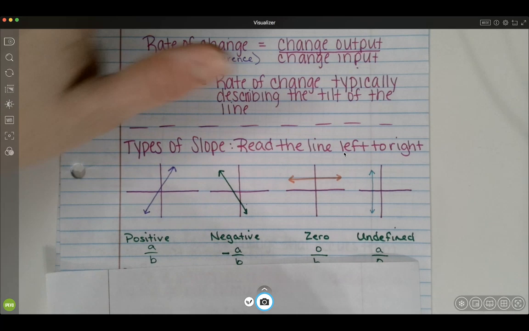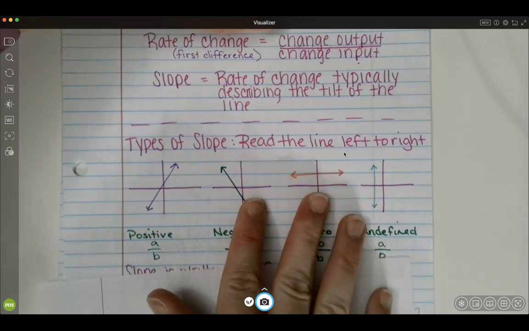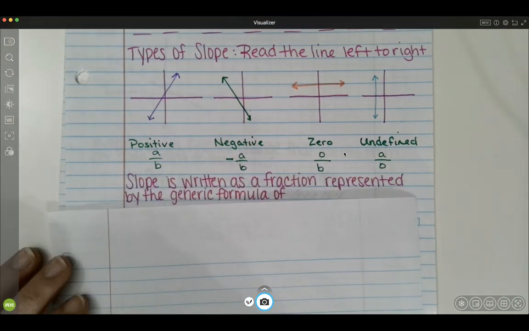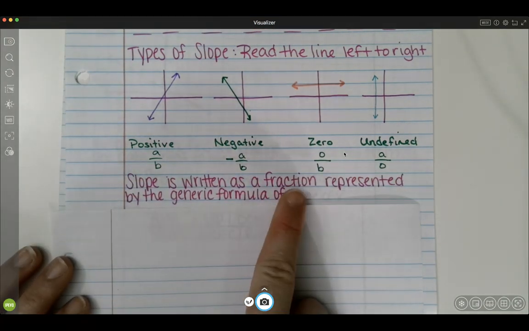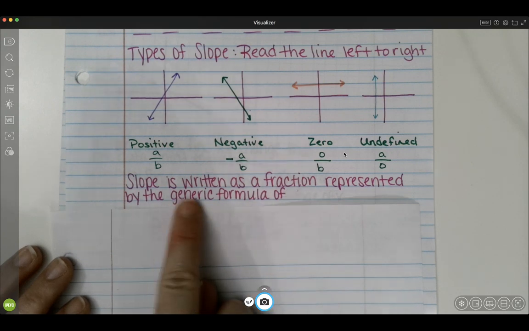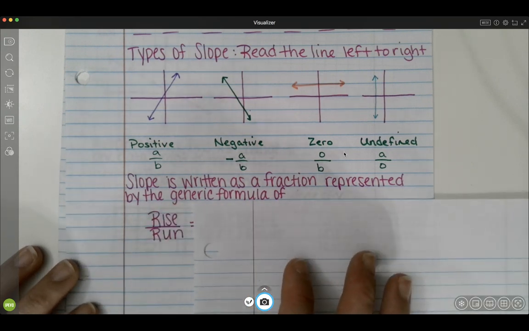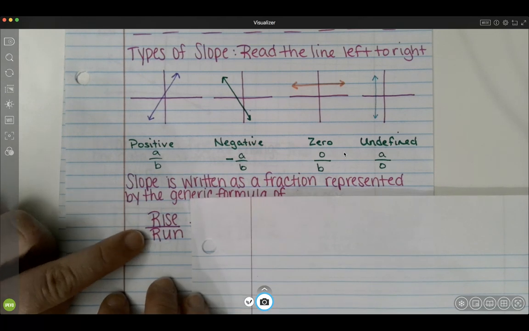Okay. Most importantly, though, with slope is the numbers part of it. And we have a generic formula that goes with it. So slope is written as a fraction. That's a key. It is a fraction. And it has this generic formula, which we call rise over run. Remember we are dealing with the change in y over change in x.